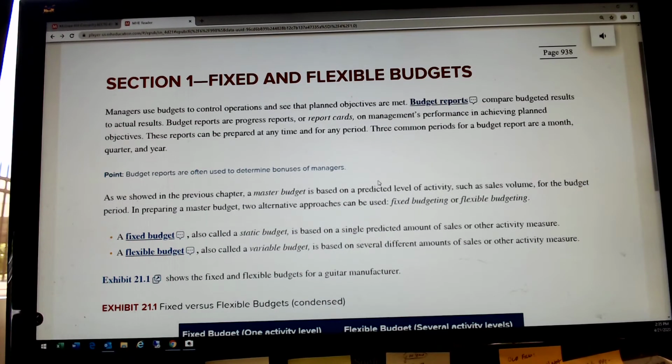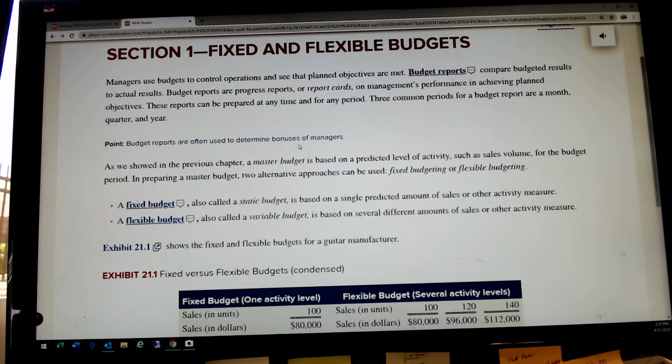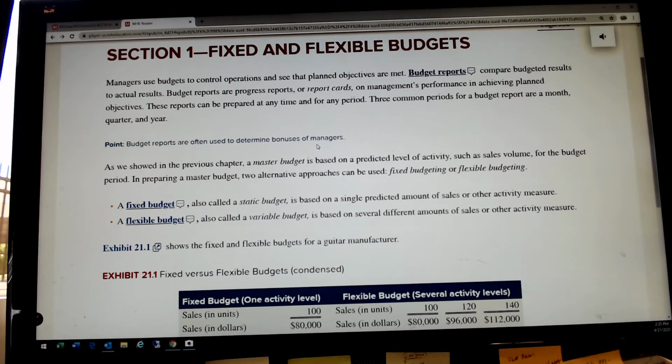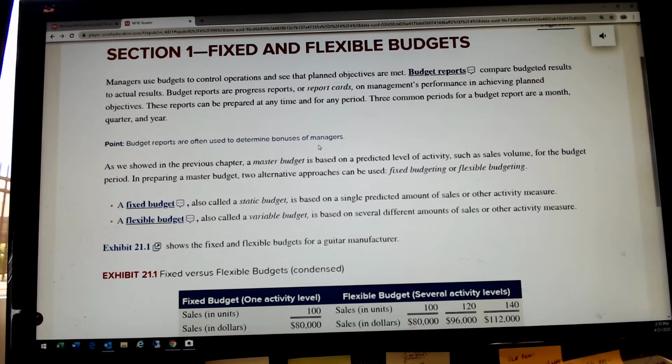So when preparing a budget, most of us think of a budget as just the revenues and costs at one particular level. What do we want to sell this year, and therefore if I do sell that, what's it going to cost, and how much money should I make? And that's what's called a fixed budget.